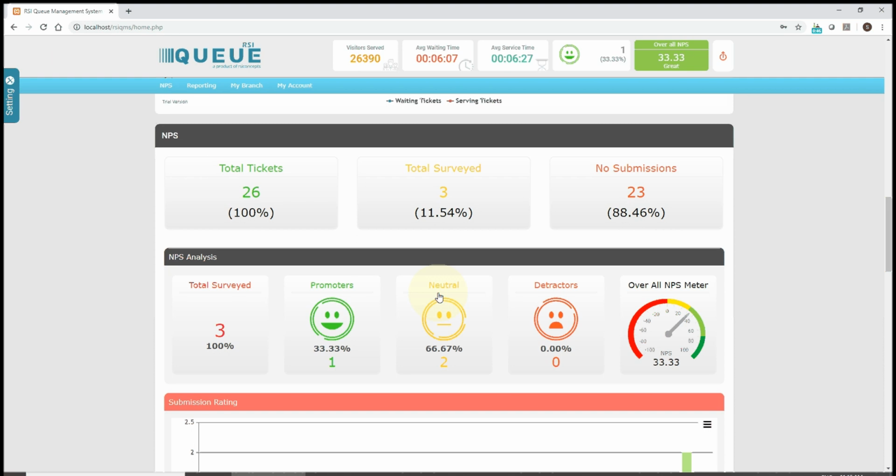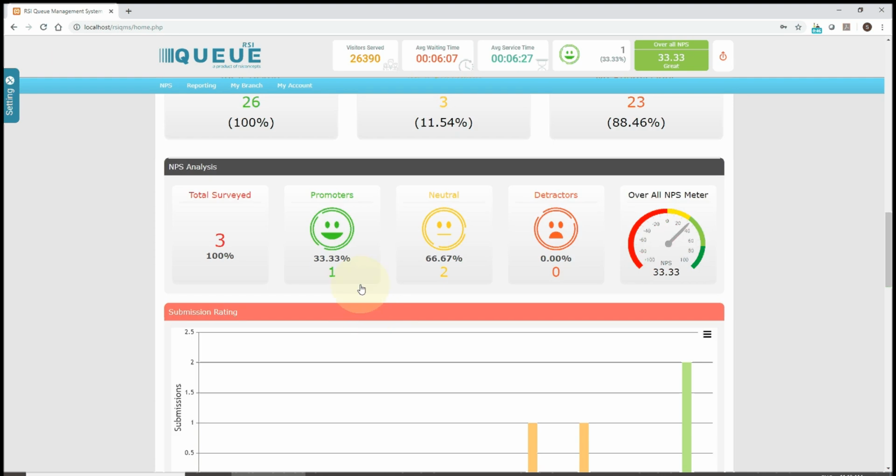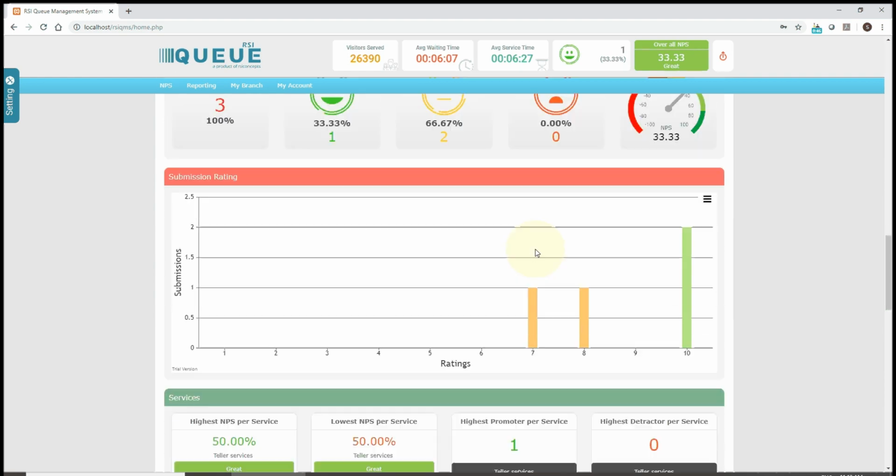Basically, it's divided into three sections. Three kinds of users, or the feedback submitters: promoters, neutral and detractors. Promoters are visitors or the feedback givers who are happy. Then we have neutral, and then detractors are unhappy customers.